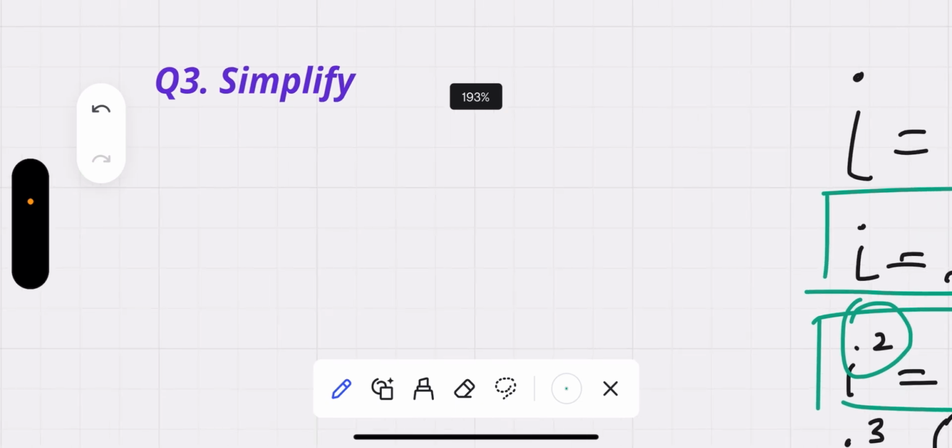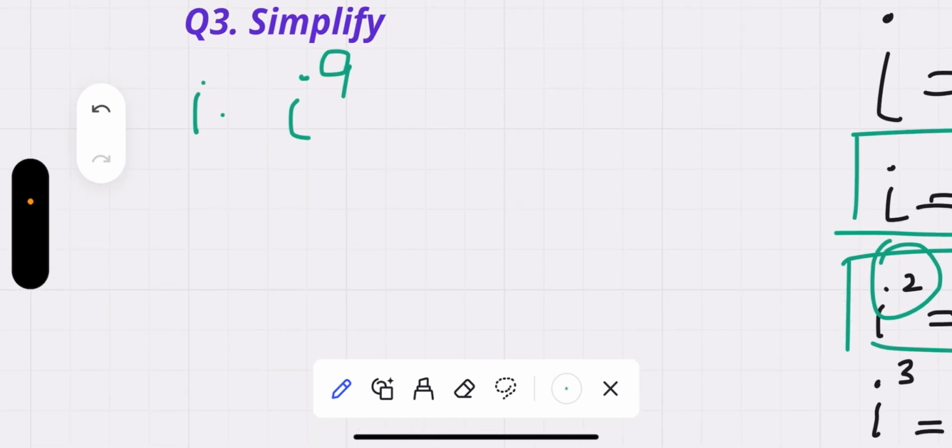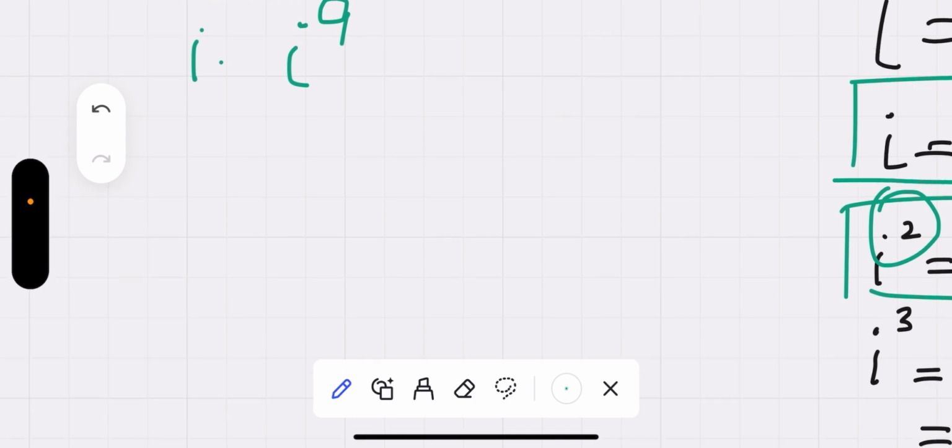We have first part, iota power 9. We have to simplify in the form of single iota. Iota's power must be 1 or no iota. So we have to simplify this. Okay, so iota power 9. Whenever there is higher power than 2, we must split the power in terms of 2. We have to make this power in terms of square.